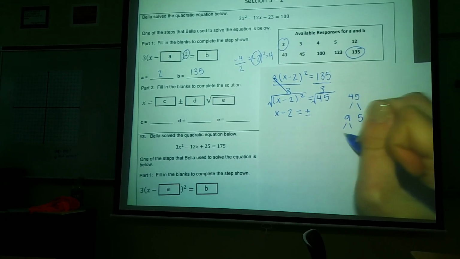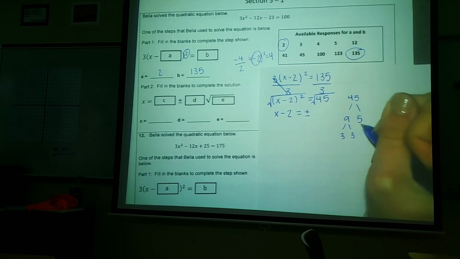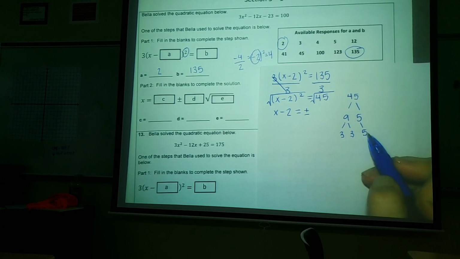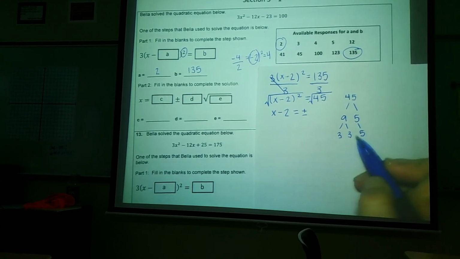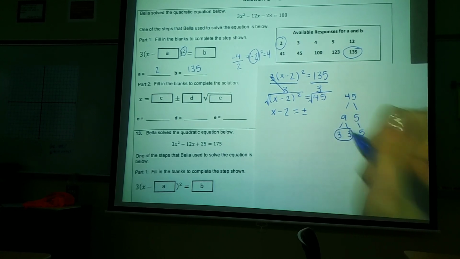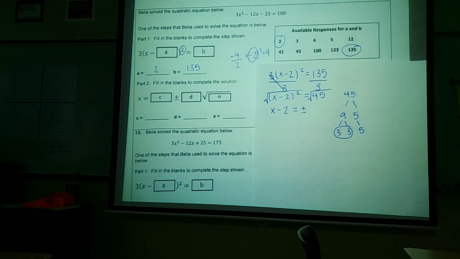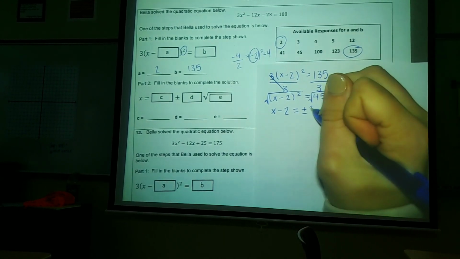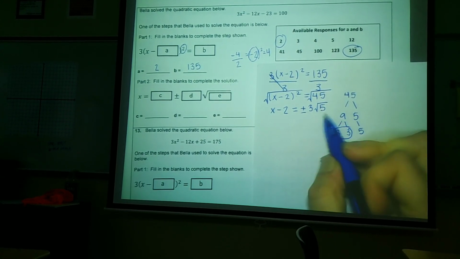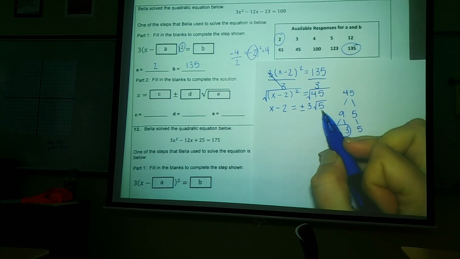And then I want to keep breaking them down all the way. So I can break 9 into 3 and 3, and 5 only goes into 5 and 1, so I want to keep it as 5. I look for matching numbers, or pairs of numbers. In this case, I have a pair of 3s. Whatever pair I have, that number goes on the outside, and whatever is left over and lonely goes on the inside of the radical.